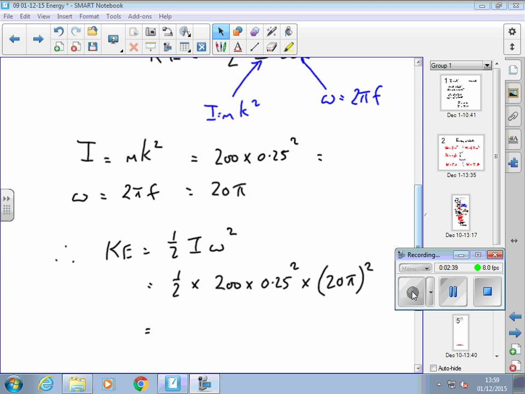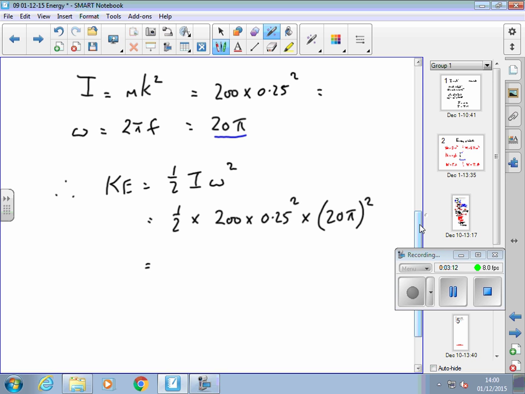So we'd set it out maybe a little bit like this. 1 or 2 points to make. I equals mk squared, so I can put the values in, 200 times 0.25 squared, and then I get an answer. Omega equals 2 pi f. There's always a case for leaving it in terms of pi. You could work out what 20 times 3.142 blah blah is, but then you're going to have to round it. So leave it in terms of pi. You might find you can cancel it later, so that's often a good idea.